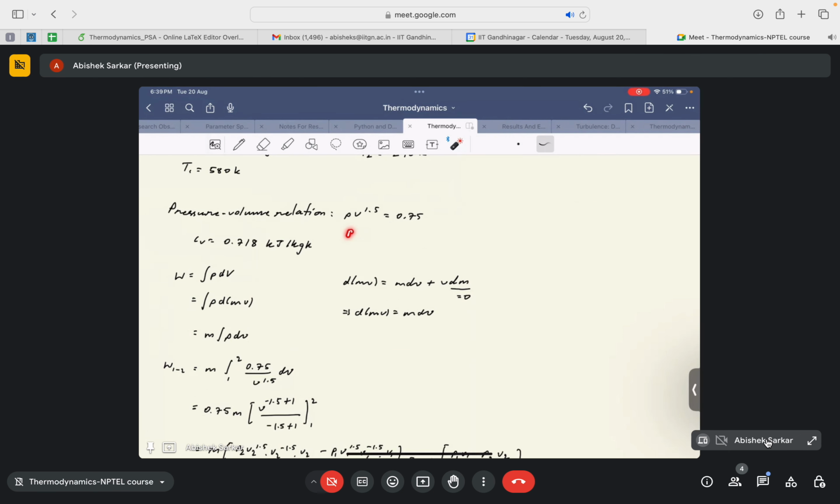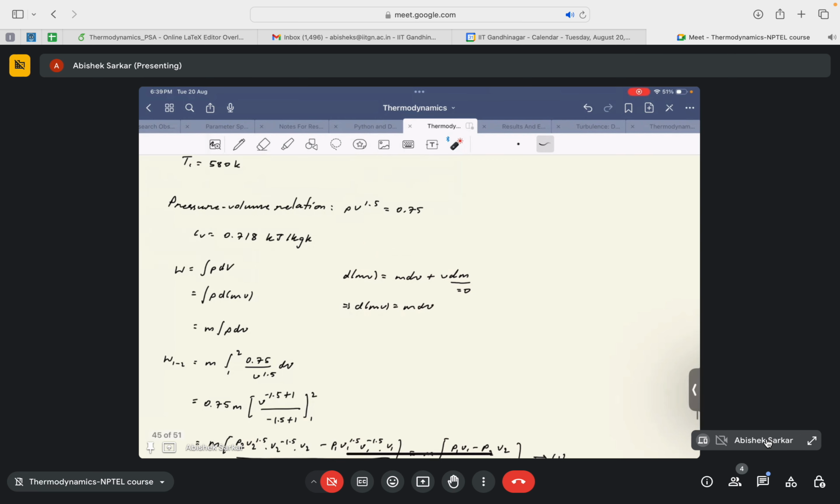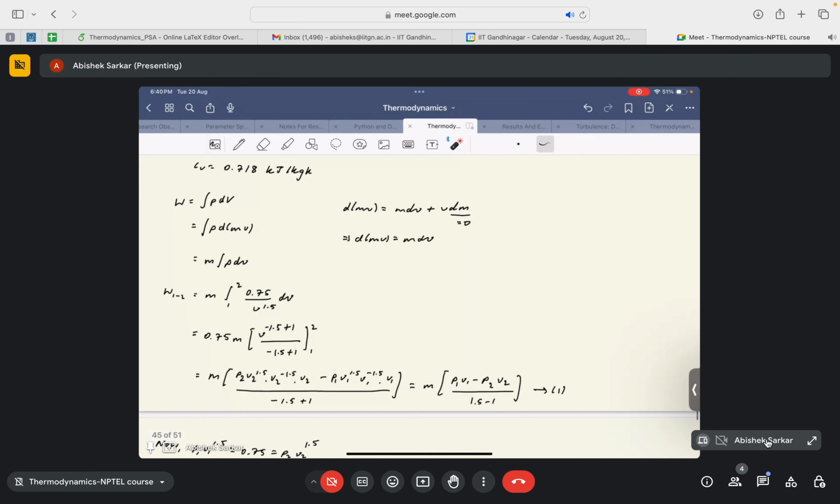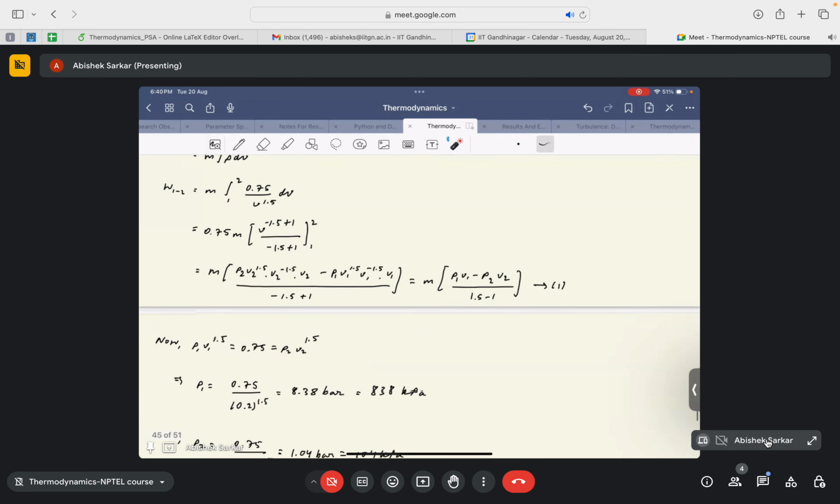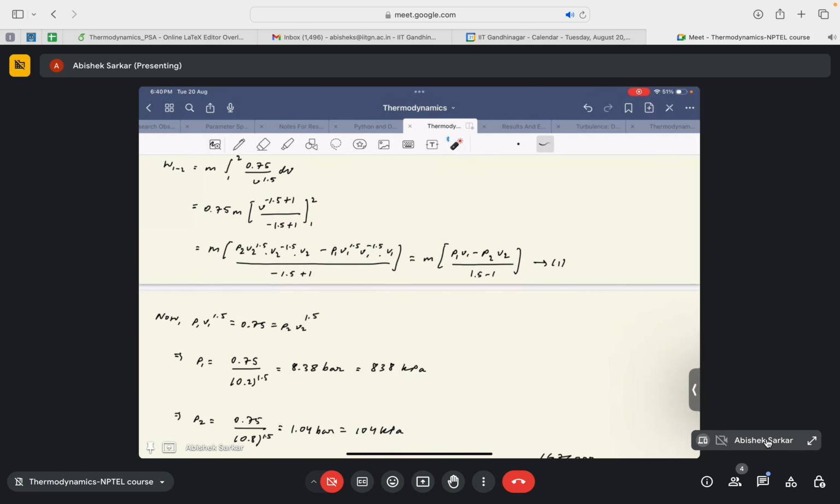We can write P as 0.75 by v to the power 1.5. From that we get that work done is equal to 0.75 m multiplied by v to the power minus 1.5 plus 1 divided by minus 1.5 plus 1, from 1 to 2. Now if we evaluate this integral, we get that work done from 1 to 2 is P1 v1 minus P2 v2 divided by 1.5 minus 1. Let me represent it as equation number 1. As we know the pressure volume relationship, P1 v1 to the power 1.5 is 0.75, which is again equal to P2 v2 to the power 1.5.